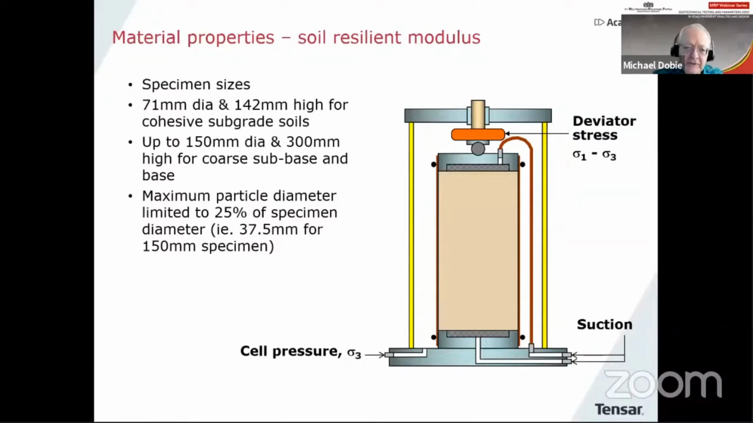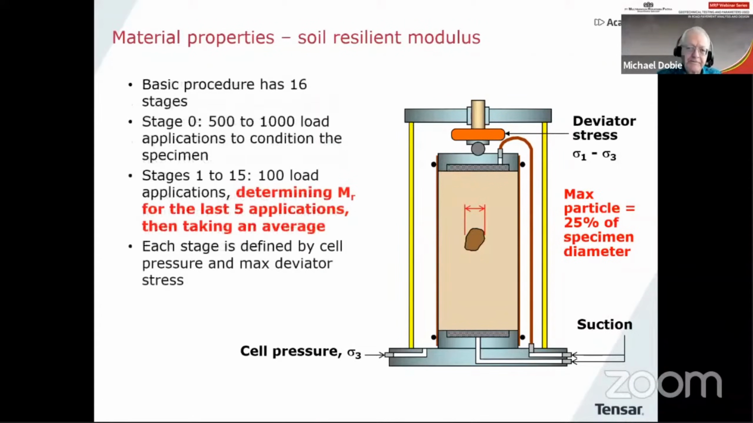So specimen sizes depend on the material you're testing. So for subgrade soils, especially cohesive ones, you would use relatively small samples. But when you get into the coarser subbase and base course materials, then you need to have a larger specimen, up to 300 millimeters diameter. And there's therefore a limitation on maximum particle size, normally limited to 25% of the specimen diameter. So there is a limit then on the maximum particle size you'd be testing using these procedures.